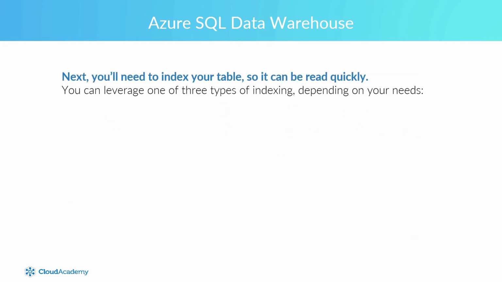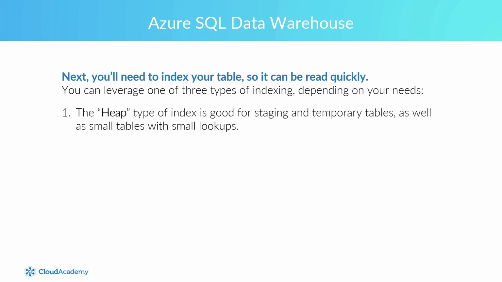Next, you'll need to index your table so it can be read quickly. You can leverage one of 3 types of indexing depending on your needs. The heap type of index is good for staging and temporary tables, as well as small tables with small lookups.